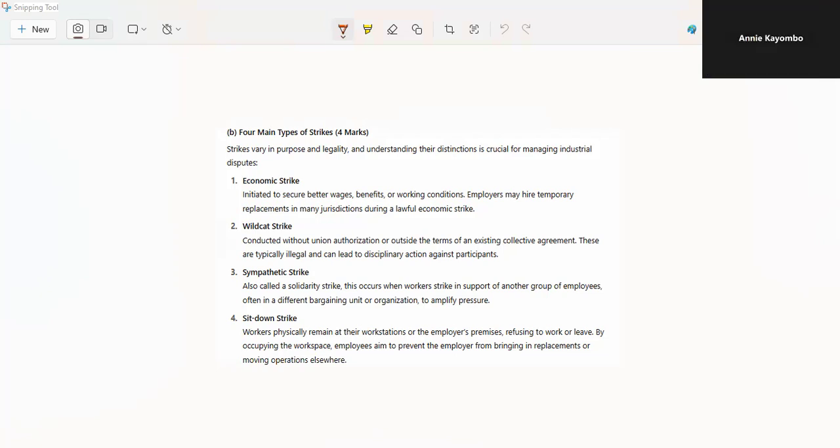Interesting. Please just go over the wildcat. The wildcat strike, I said, is an illegal strike in short, where you protest without the authorization of the union. There may be disciplinary action against some selected participants. Okay.